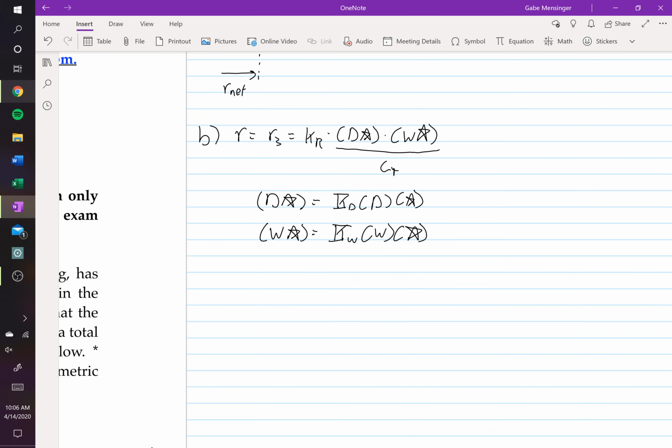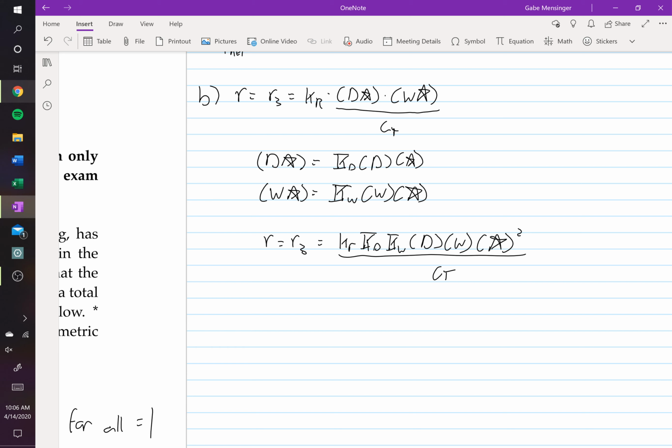All right, then going and plugging that in. Of course, over CT. All right, now we've still got the star term, our empty sites. We still need to get rid of that. So in order to do that, we will do a site balance.